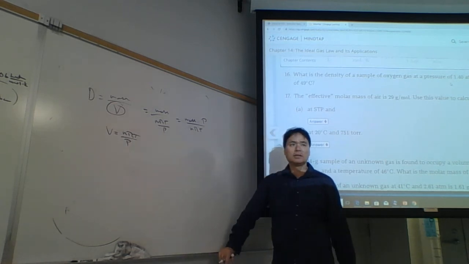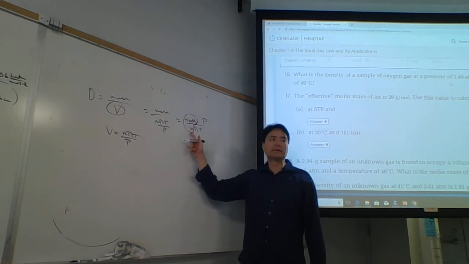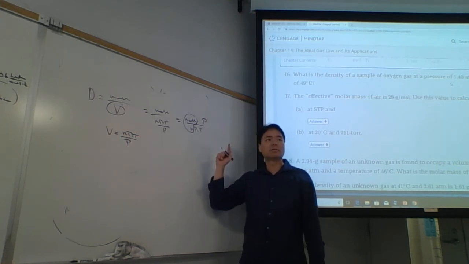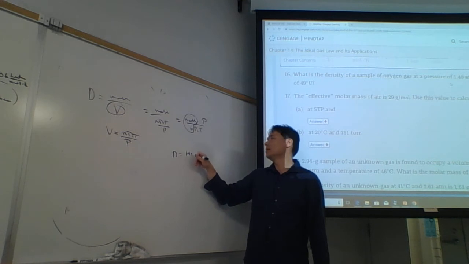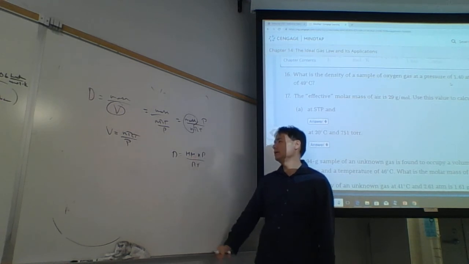Do you see something in here that we can simplify further? Mass divided by moles is grams per mole. Grams per liter is the density. Grams per mole is the molar mass. And so the density is equal to the molar mass times P divided by RT. Molar mass times P divided by RT.